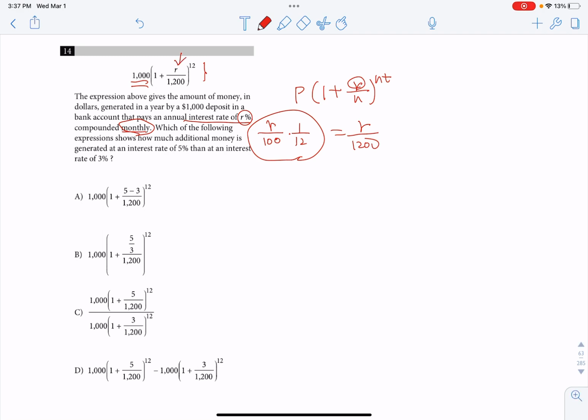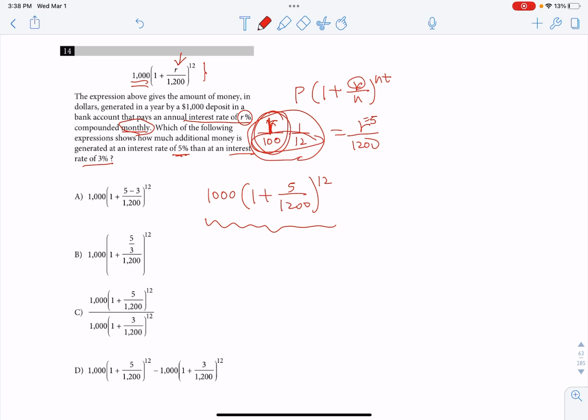So it's a compound interest formula. Which of the following expressions shows how much additional money is generated at an interest rate of 5% than the interest rate of 3%? Then the interest rate of 5% will be 1,000, plug it in, and 1 plus, you just plug in because the 1200 already represents r changed to the decimal. So you can just plug in 5% as a 5 in here. So 5 over 1200 to the 12th power. That's how much you earn, the total amount by interest rate 5%.